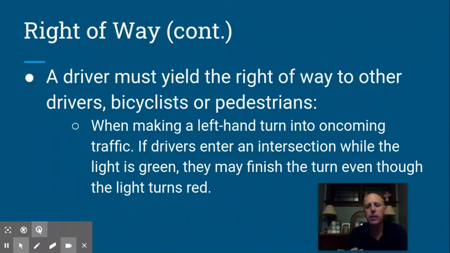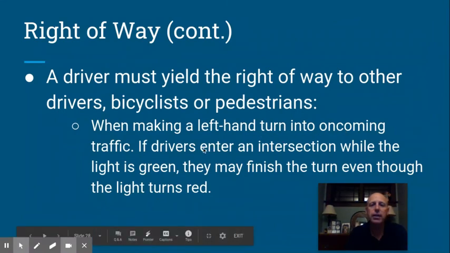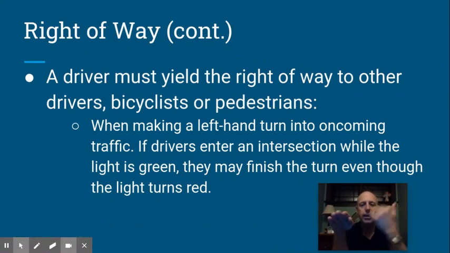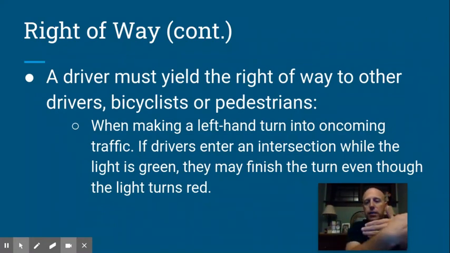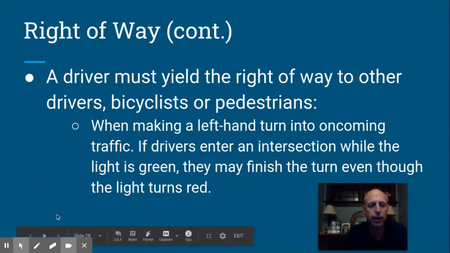You have to yield. So the law says when making a left-hand turn into oncoming traffic, if a driver enters the intersection while the light is green, so they're saying you can enter the intersection while the light is green, you may finish the turn even though the light turns red. So you can pull into the intersection and wait, and cars are coming towards you, and the light turns yellow and there are still cars coming towards you, and the light turns red and you're out in the middle of the intersection. You're not breaking the law. As soon as those cars stop, you can finish your turn and then you're out of the intersection.